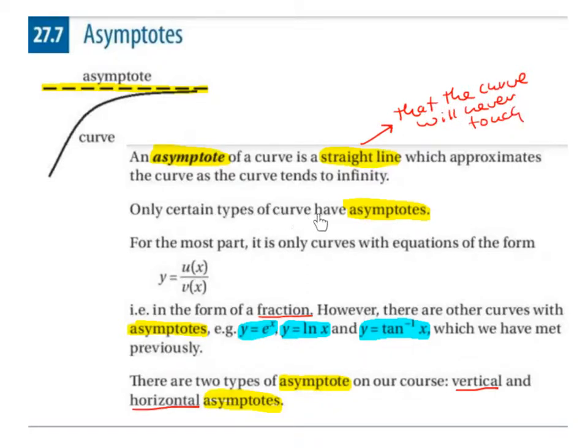Only certain types of curve have asymptotes. For the most part, it is only curves with equations of the form y equals u of x over v of x, i.e. in the form of a fraction. However, there are other curves with asymptotes. For example, y equals e to the power of x, y equals the natural log of x, and y equals the inverse tan of x, which we have met previously. There are two types of asymptote on our course: vertical and horizontal asymptotes.